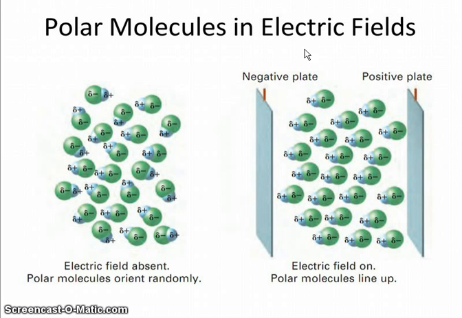However, if we apply an electric field such that we give them a very strong positive center and a very strong negative center to align to, they will all shift their positions such that they orient in this field. If we apply that field, all the negative sides will orient towards the positive plate, and all the positive sides orient towards the negative plate. This is just a property that these polar molecules have.